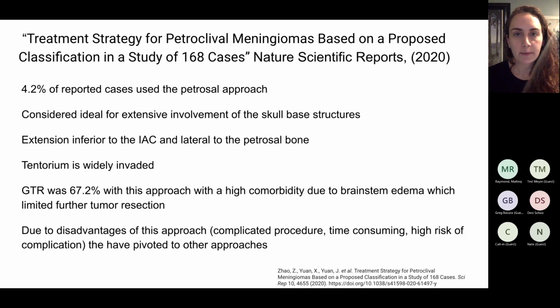They found that they were only able to get gross total resection in 67.2% with this approach, with high morbidity due to brainstem edema, which then limited their ability to do further tumor resection because they felt they needed to get the patient off the table. Due to disadvantages of this approach, including how complicated the procedure is, how time consuming, and the high risk of complication, they have pivoted to other approaches.